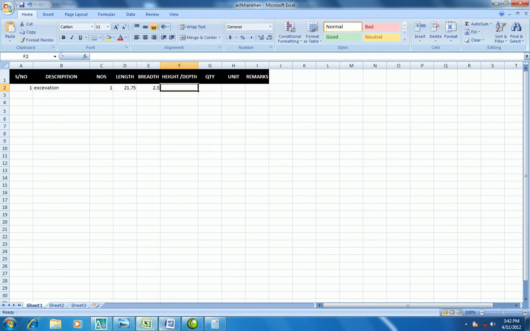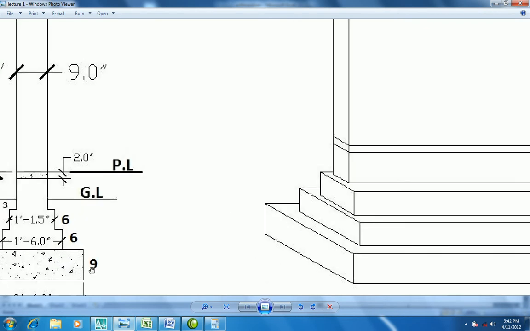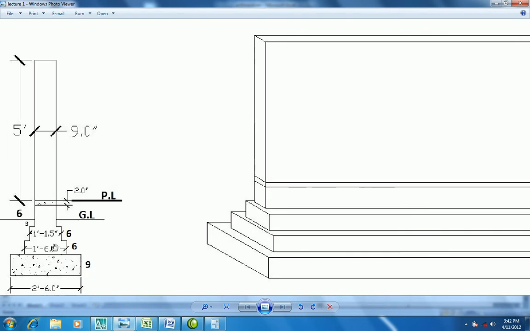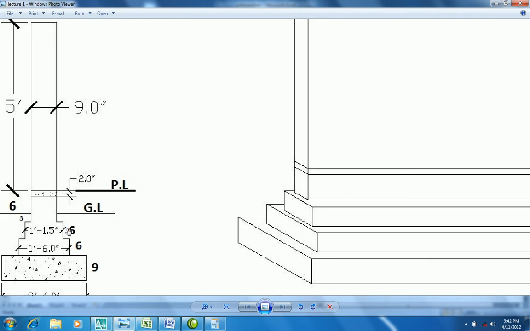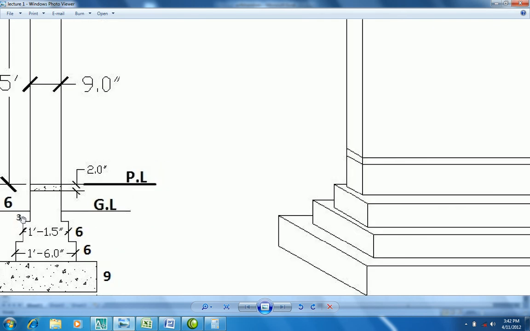Now the height or depth. We have 9 inches thickness of the PCC, then 6 inches of step 1, 6 inches of step 2, and 3 inches of step 3, and 6 inches above for step 3. But since we do excavation, excavation will be done up to the ground level. Excavation cannot be done above ground level, so we will have to calculate the height for that.